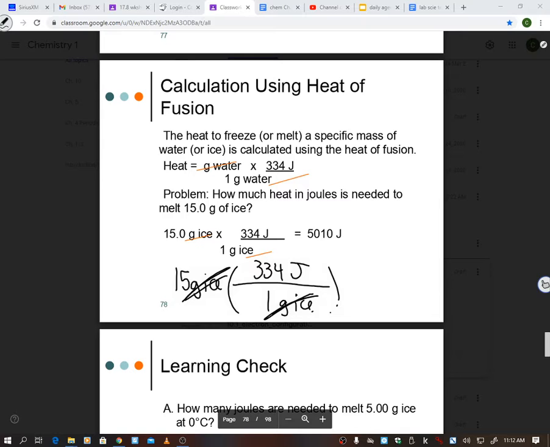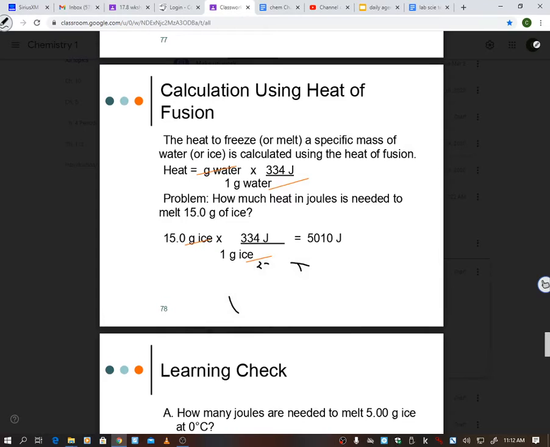So if it's on top, you multiply. 15 grams, well, that's canceled out. 15 times 334 is 5,010 joules. All right, so it's all about what they give you, and they're usually going to give you grams, so your grams go on the bottom with your joules going on top. That's almost always what they do.